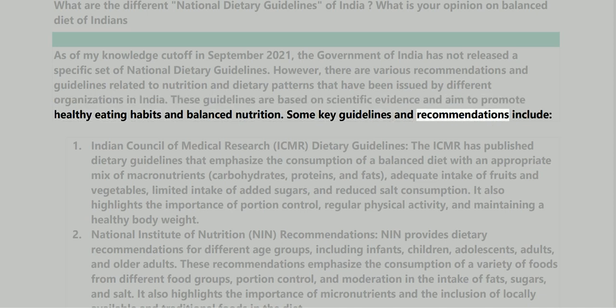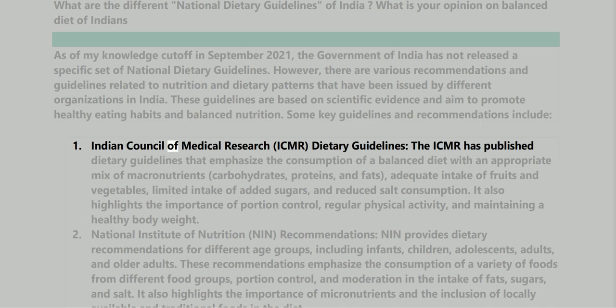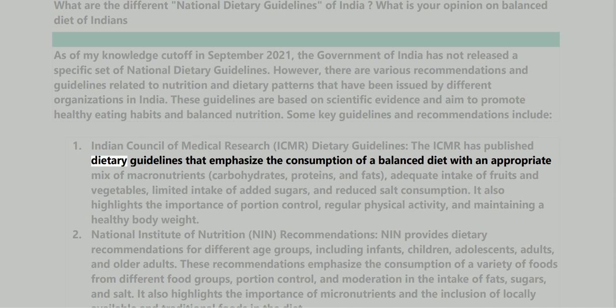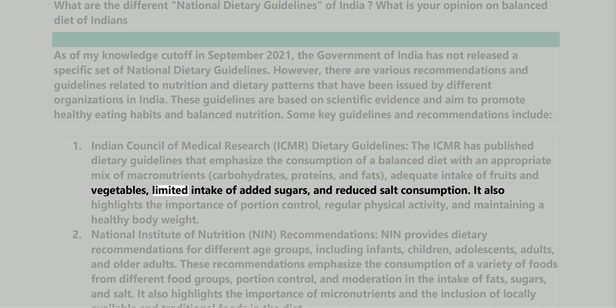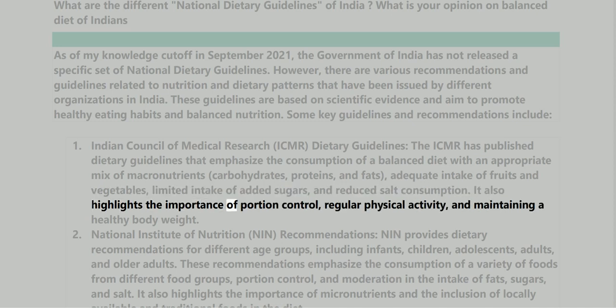Indian Council of Medical Research, ICMR, Dietary Guidelines. The ICMR has published dietary guidelines that emphasize the consumption of a balanced diet with an appropriate mix of macronutrients, carbohydrates, proteins, and fats, adequate intake of fruits and vegetables, limited intake of added sugars, and reduced salt consumption. It also highlights the importance of portion control, regular physical activity, and maintaining a healthy body weight.